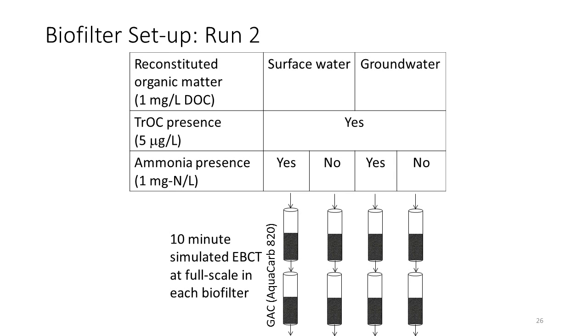So here's our updated plan. Now we're using our reconstituted organic matter at 1 milligram per liter of DOC. And again, we have either surface water or groundwater, and we're amending with trace organics.